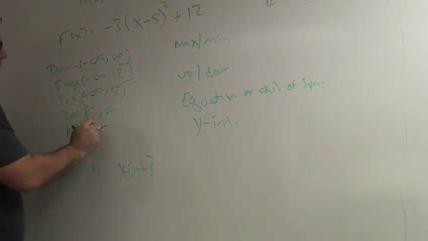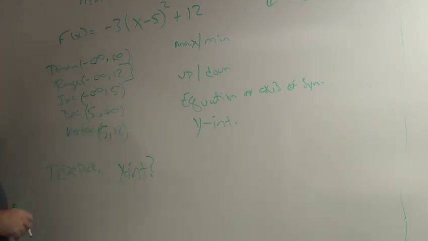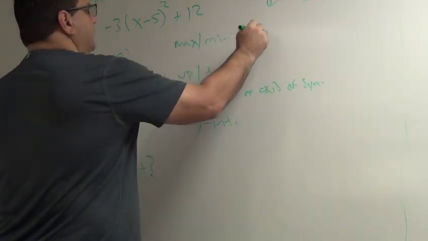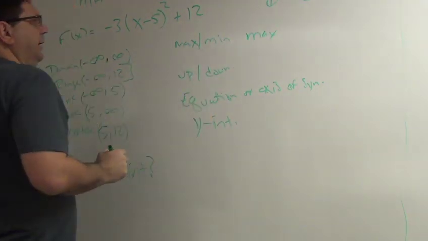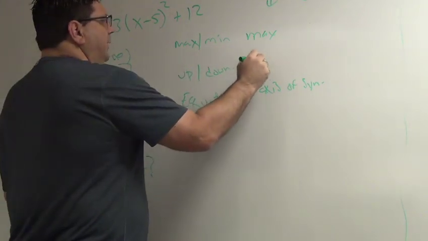We just established that the vertex is (5, 12). What's the max or min? It's a max. Is it a maximum or minimum point? It's a maximum point. Is it concave up or concave down? Down. Concave down.